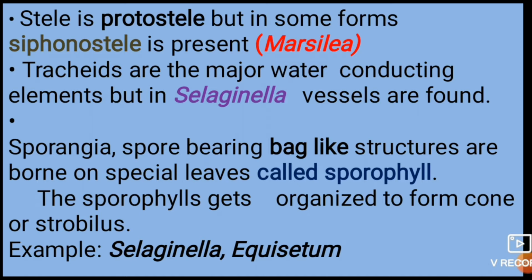Sporangia, spore-bearing bag-like structures, are borne on special leaves called sporophylls. The spore-bearing leaf with the bag-like structure is called a sporophyll. The sporophylls get organized to form a cone-like structure, otherwise called a strobilus. Very important two-mark question. Remember, the sporophylls organized to form a cone-like structure is otherwise called a strobilus. Examples: Selaginella and Equisetum.